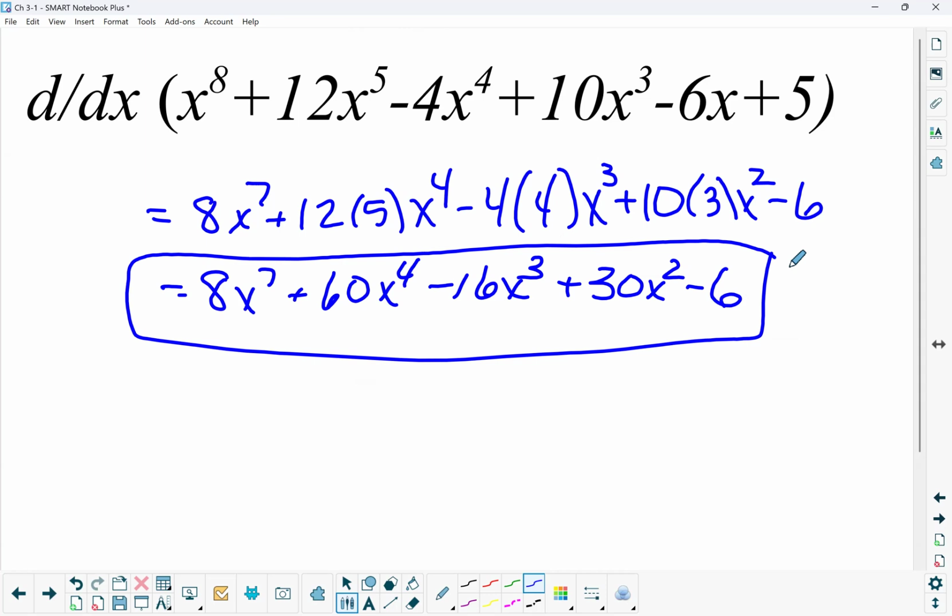Much better than taking the limit as h approaches 0 of f of x plus h minus f of x, all divided by h.